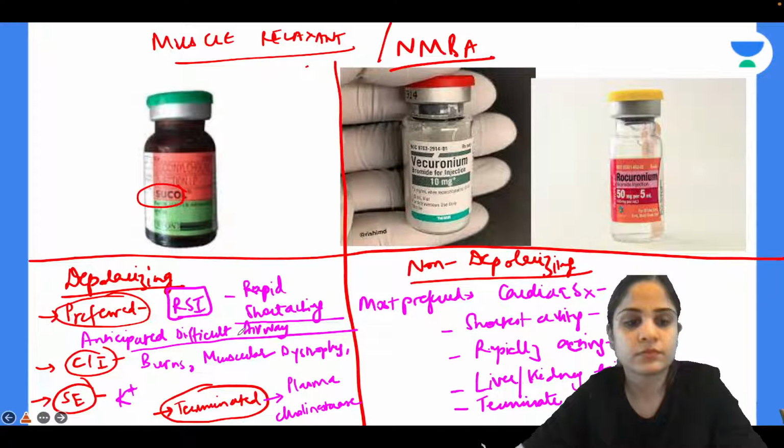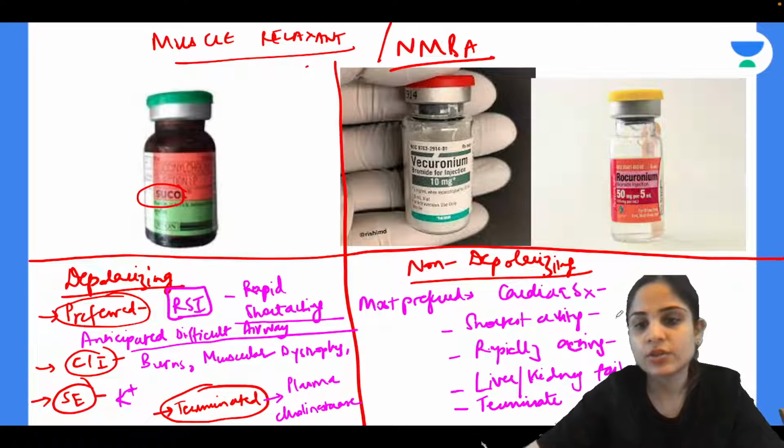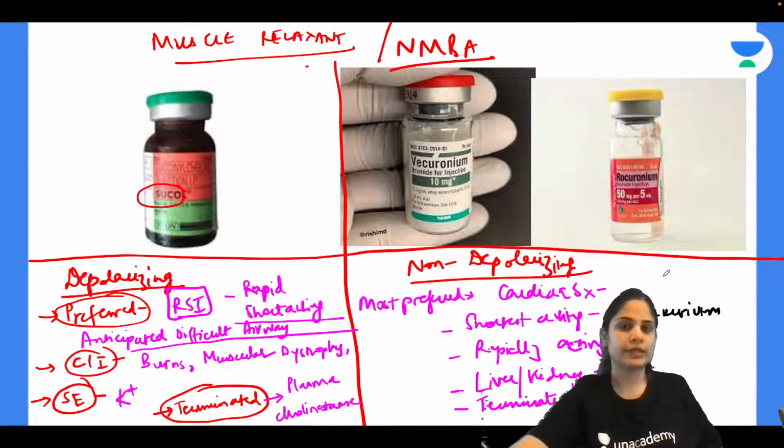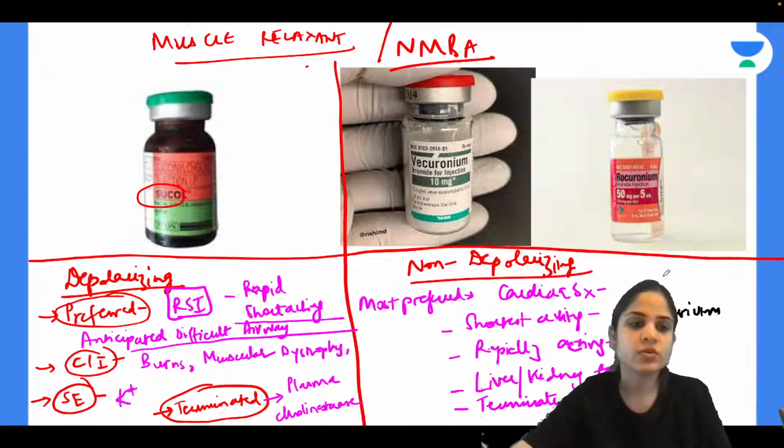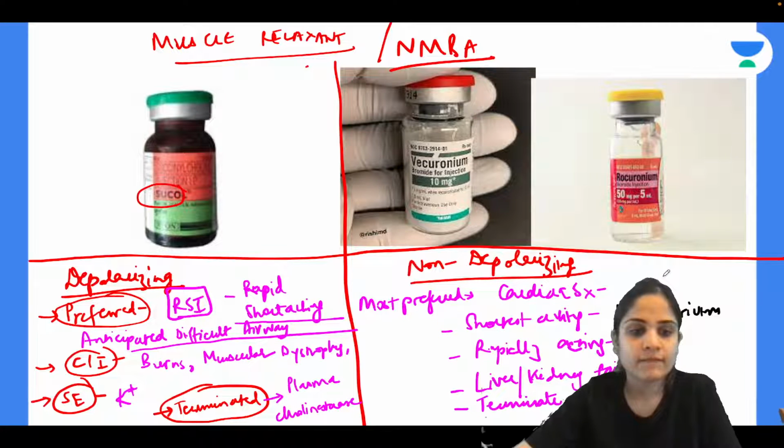No, shortest acting is not Gantacurium, shortest acting is Mivacurium. Overall, if they ask you shortest acting overall neuromuscular blocking agent, remember it will be scoline. Scoline acts only for 9 to 14 minutes. But if they ask you shortest acting non-depolarizing agent, then it will be Mivacurium. Gantacurium, guys, is not even available.